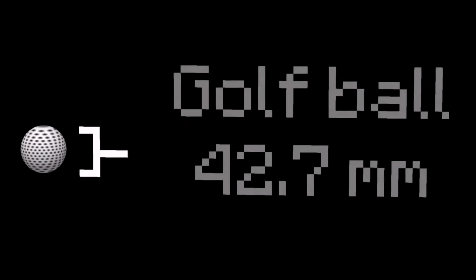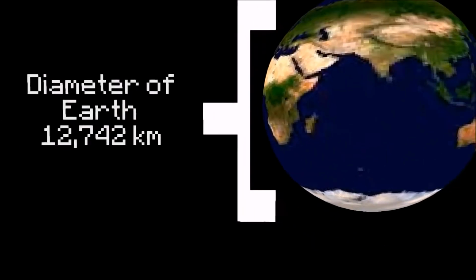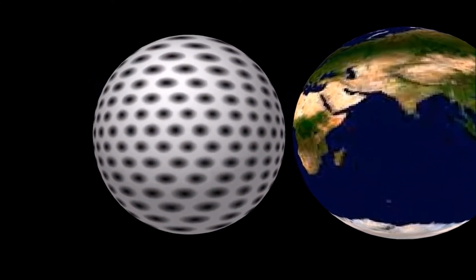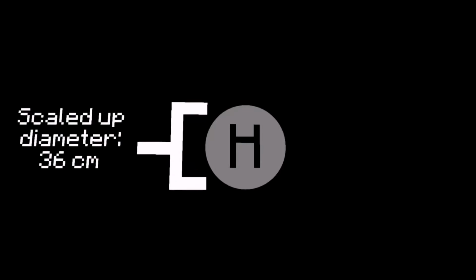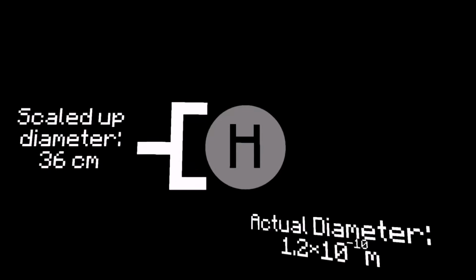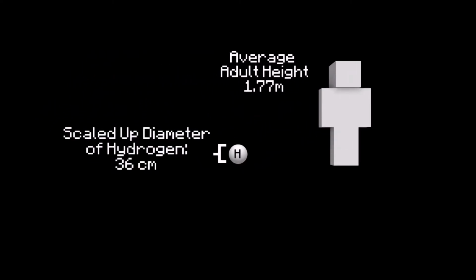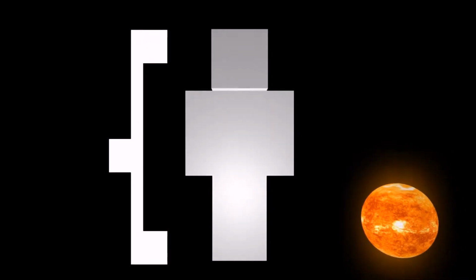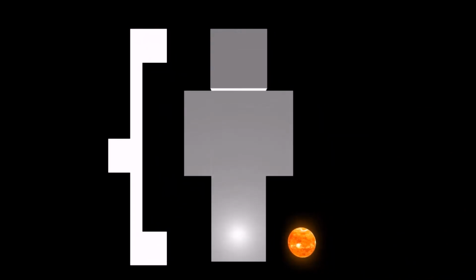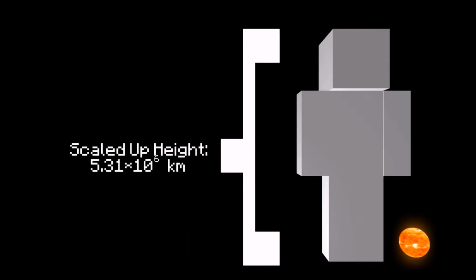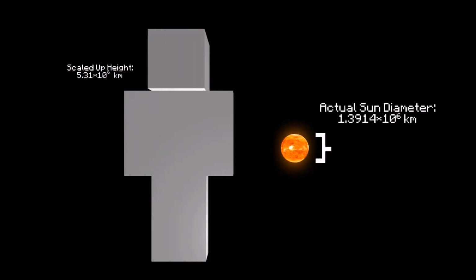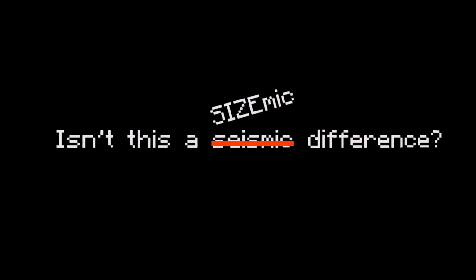If you were to take a golf ball and grow it to the size of the Earth, a single hydrogen atom would be a bit smaller than a common house cat, which makes the hydrogen atom approximately 36 centimeters. And the average adult, which is 1.77 meters, would be about 3.8 times larger than the Sun. Isn't this a seismic difference?